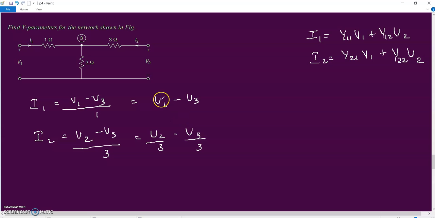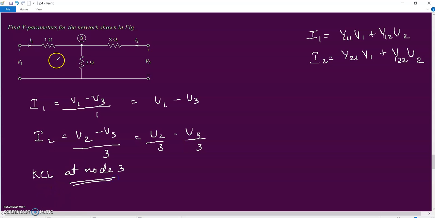So we need equations in V1 and V2. Here there is a V3 instead of V2, and here we have V3 instead of V1, compared to this equation. So we have to replace this V3 in terms of V1 and V2. How can we find an equation for V3 in terms of V1 and V2? We can write the KCL at this node, KCL at node 3.